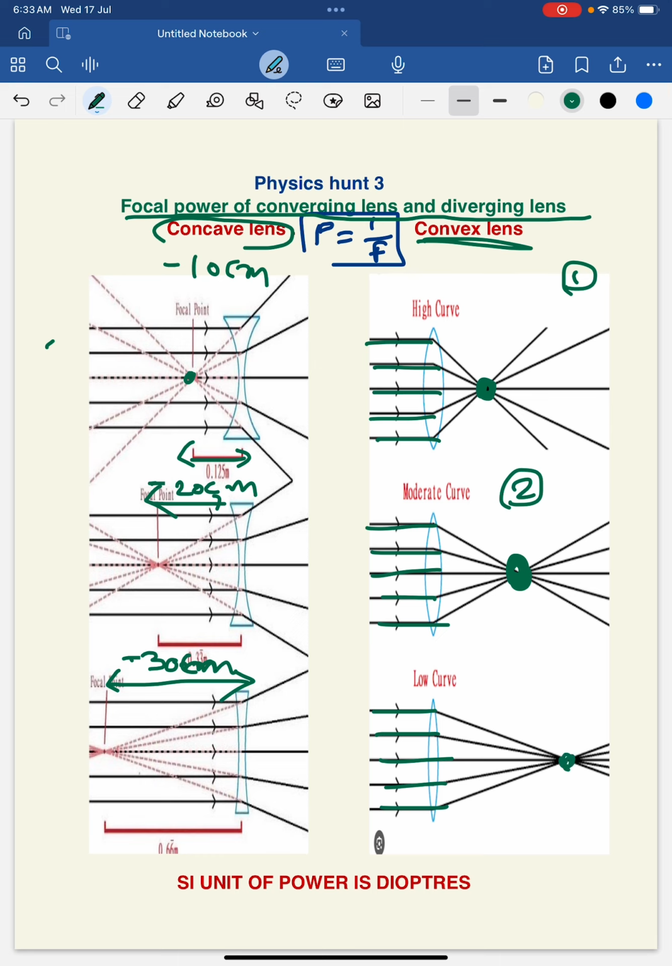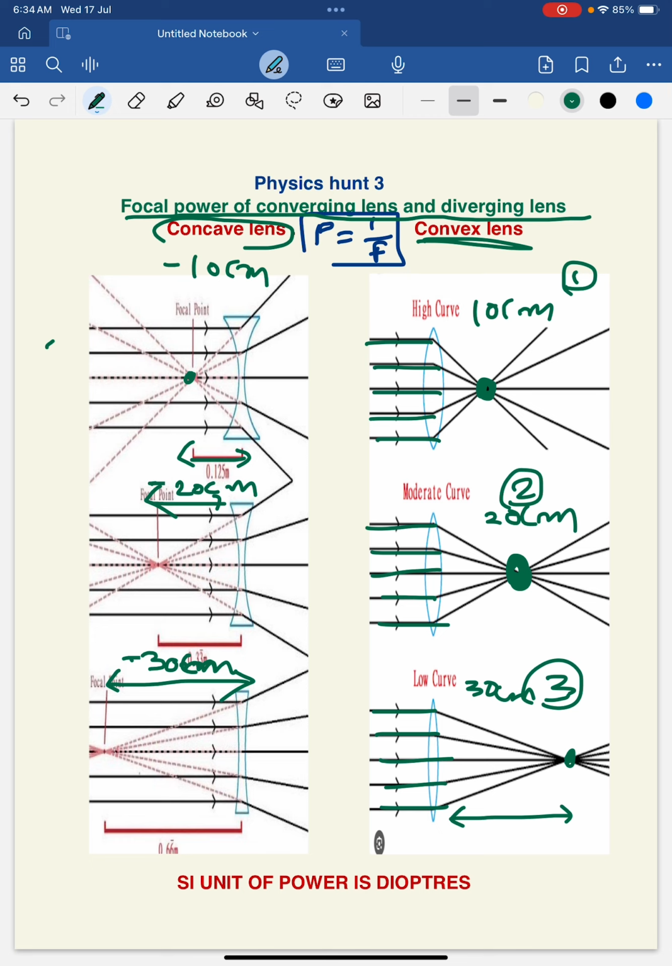So here, after the refraction, the refracted rays are converging at this location. Okay, so look at these three diagrams carefully. For which diagram is the focal length maximum here also? For the third diagram, the focal length value is maximum as compared to 1 and 2. Correct or not? So here also I am assuming the focal length value is 10 centimeter for the first diagram, 20 centimeter for the second diagram, and 30 centimeter for the third diagram.